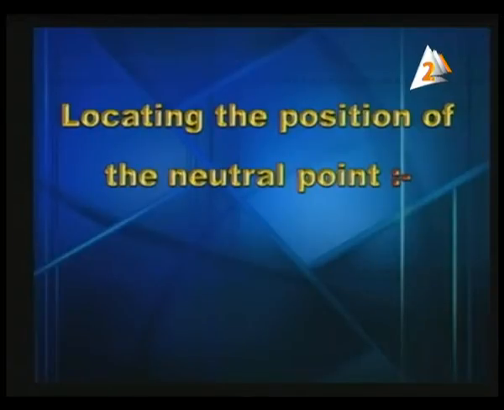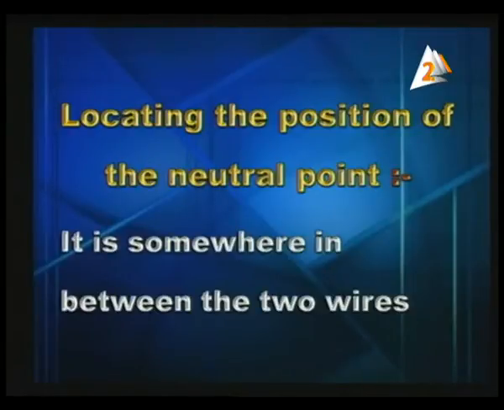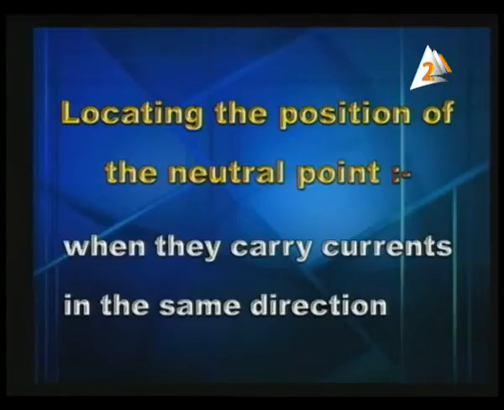Okay, talking about how to locate, how to determine the position of the neutral point. What's meant by a neutral point? It is a point where the two fields are equal and opposite, so they cancel each other. Once again, locating the position of the neutral point. It is somewhere in between the two wires when the two wires carry currents in the same direction.